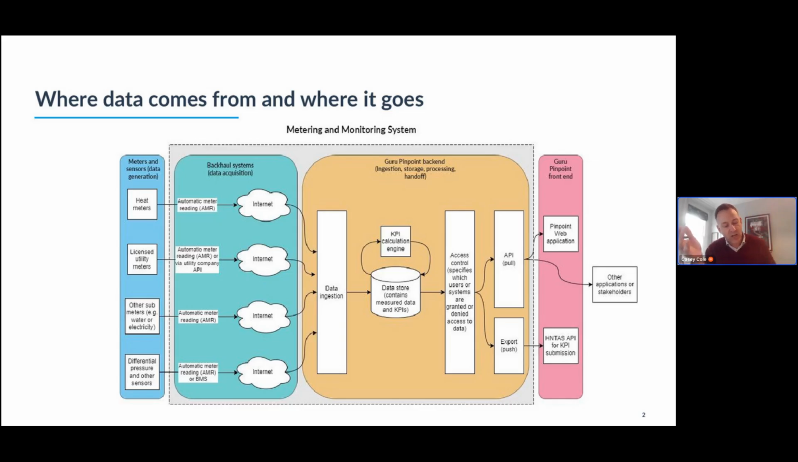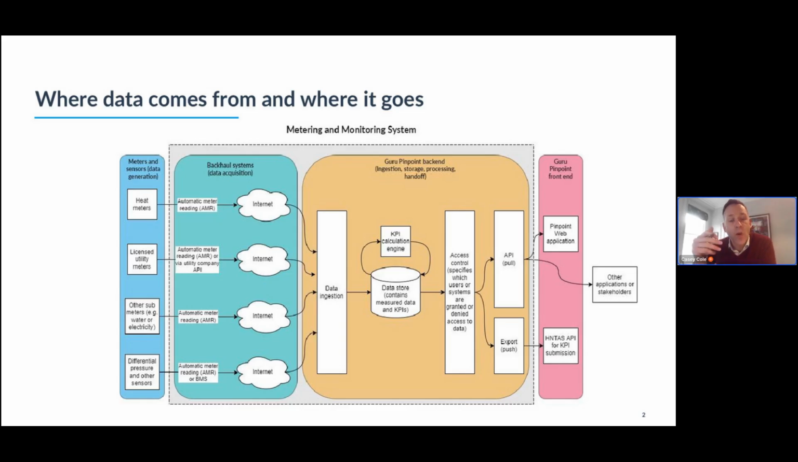Another stakeholder is the regulator themselves, right? So those KPIs are going to have to be handed off to HNTAS under Ofgem to demonstrate compliance. And another one might be the metering and billing company, who needs a subset of that data in order to bill customers. It's a very rich data set. Different stakeholders have different requirements, and it's important to differentiate between those end users.